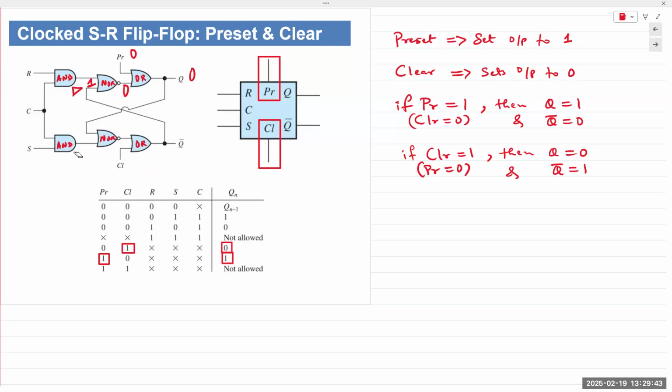Let's see. The 3 other inputs we've seen: clock, preset, and clear.